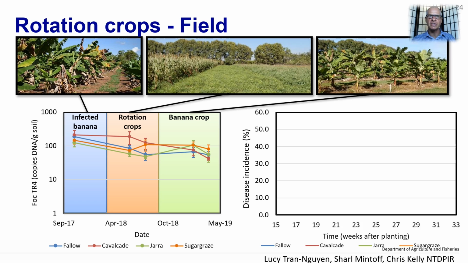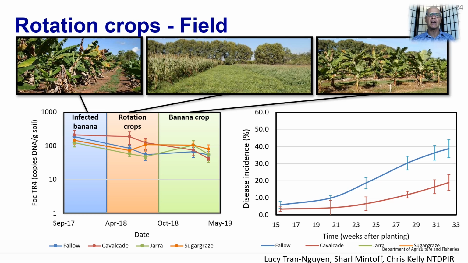However, there were differences in the disease incidence determined by the external expression of the disease in the subsequent banana crops. If we use the weedy fallow as our reference, there was a rapid increase in symptoms 21 weeks after planting, reaching around 40% at the harvest of the plant crop.